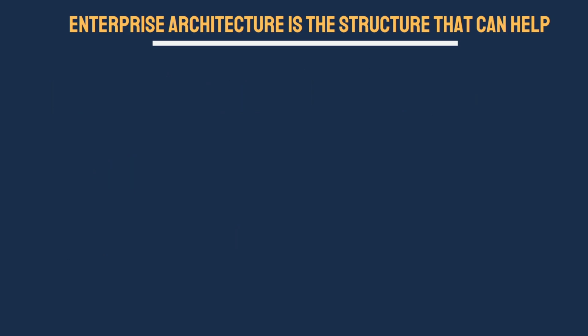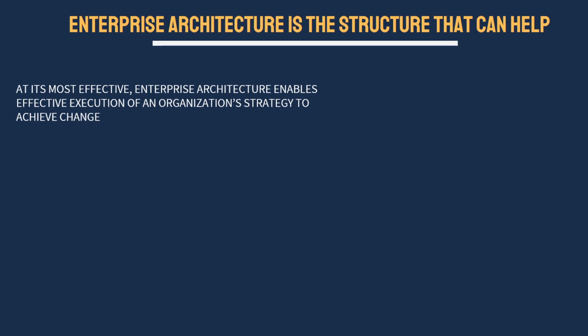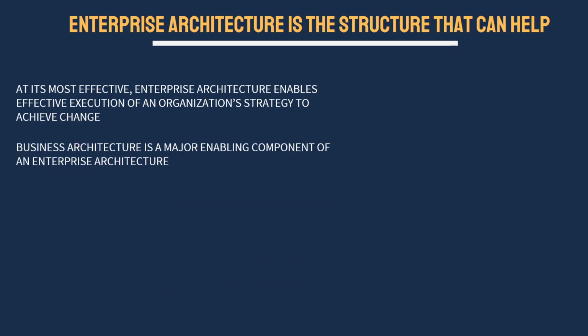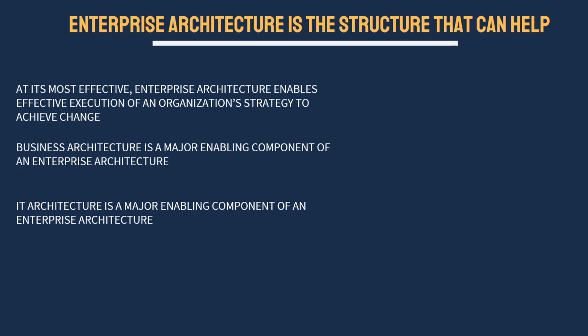Enterprise architecture is the structure that can help. At its most effective, enterprise architecture enables effective execution of an organizational strategy to achieve change. Business architecture is a major component of an enterprise architecture. IT architecture is also a major component of an enterprise architecture.